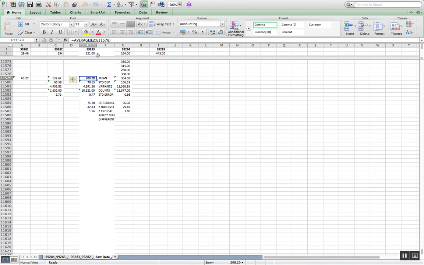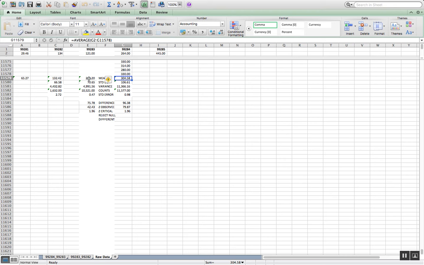So in our first step, we find the mean, or the average, of 99283, which is $208.20. The mean billed charge for 99284 is $304.58. And here are formulas which we did last time, and that's equals average G2 through G11578.